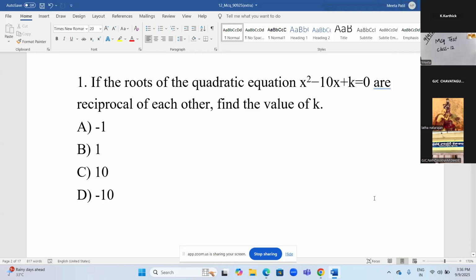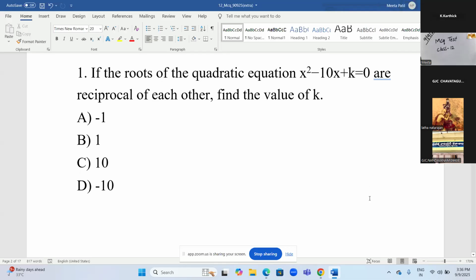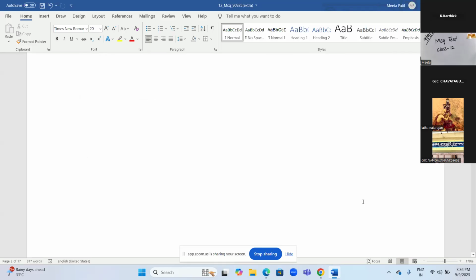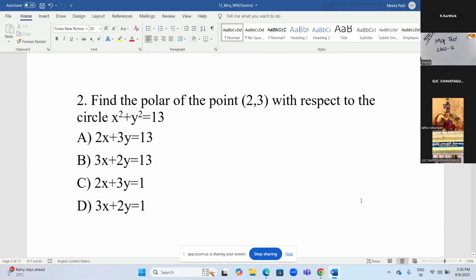Okay, we are moving to the next question now. The second question: find the polar of the point (2, 3) with respect to the circle x square plus y square equals 13. The options are A: 2x plus 3y equals 13, B: 3x plus 2y equals 13, C: 2x plus 3y equals 1, and D: 3x plus 2y equals 1.